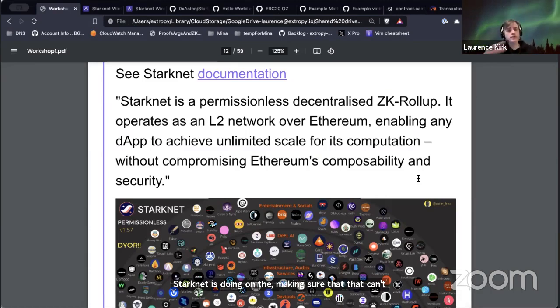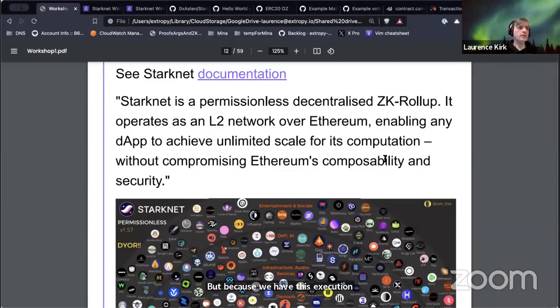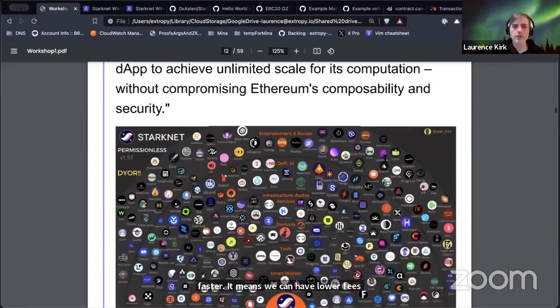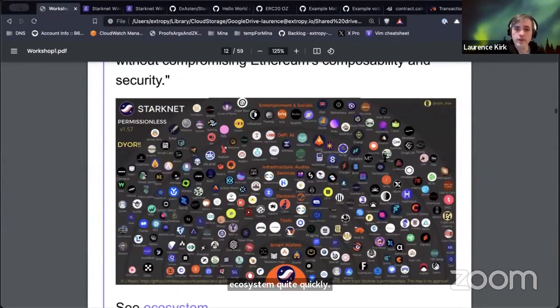But because we have this execution layer away from Ethereum, this means that we can optimize our layer 2 for execution, and our execution can be faster. It means we can have lower fees. So there's all sorts of optimizations going on, and because of this, a large ecosystem has built up. If you look at StarkNet compared to other layer 2s, I think StarkNet was quite early to the game, and so they've managed to build up a large ecosystem quite quickly. This diagram is probably a little bit old now, but it gives you an idea of the wealth of projects that exist.